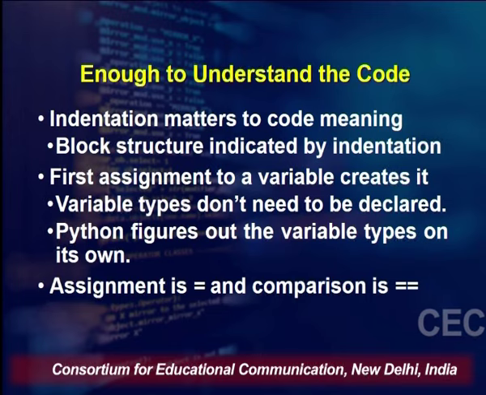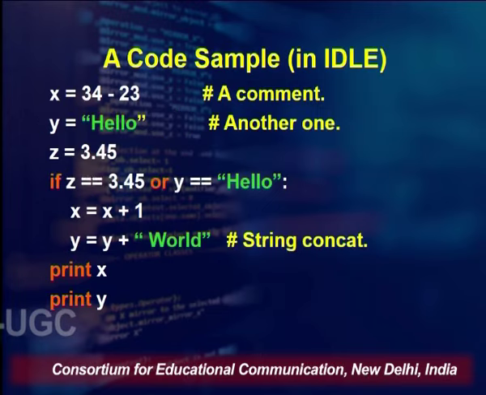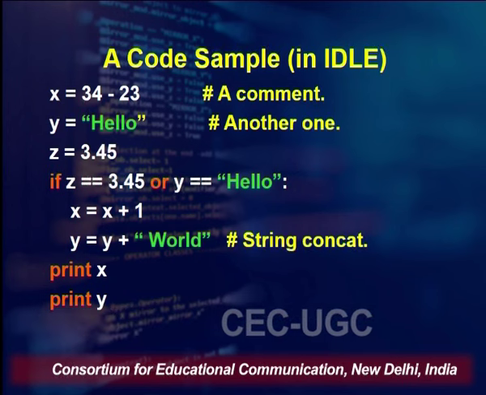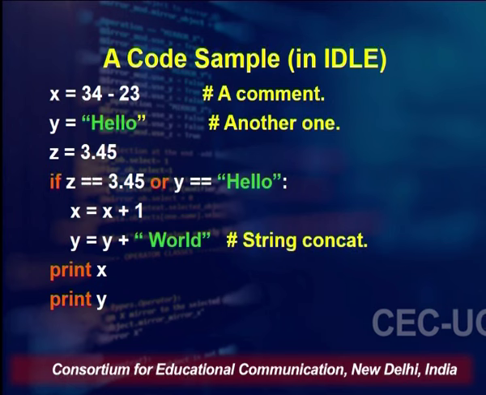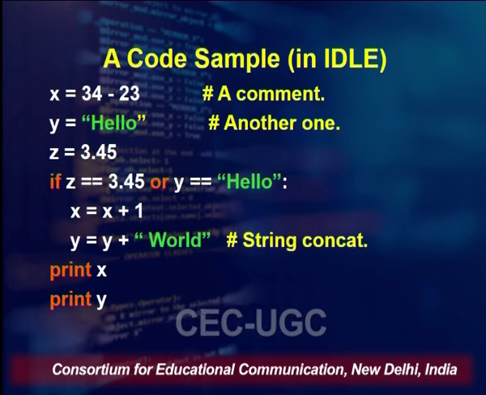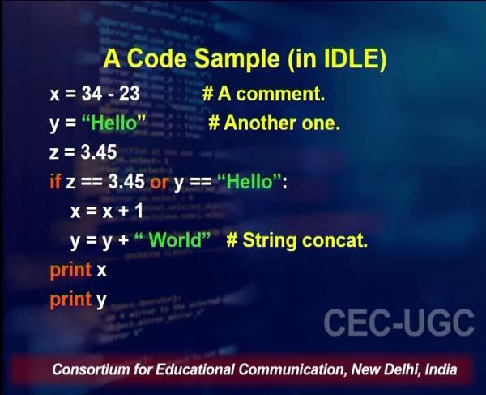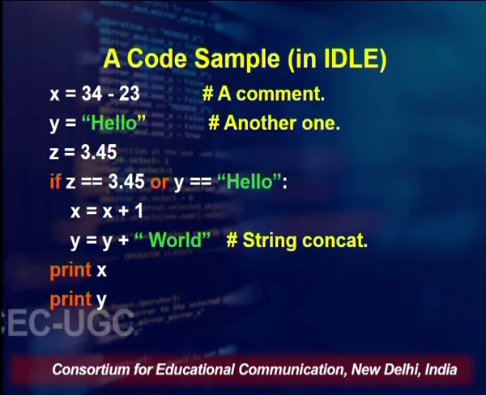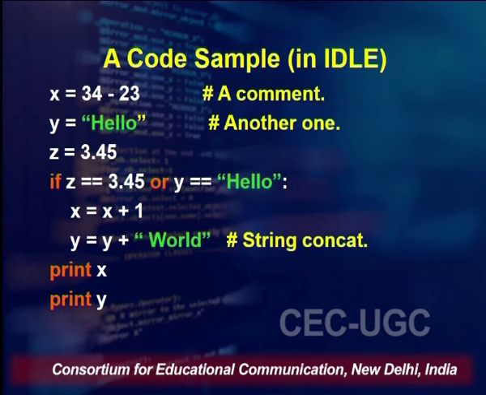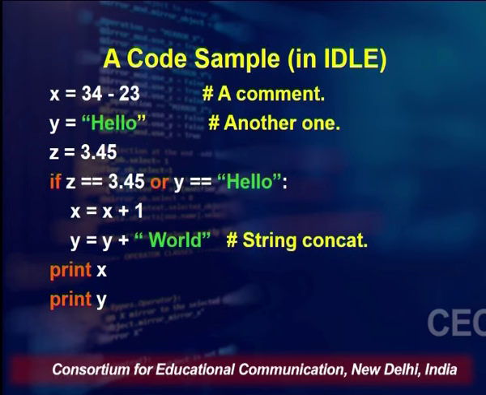And also we need to understand the difference between the single equal to and the double equal to. Single equal to sign is being used as an assignment operator to assign a value to a variable, whereas the double equal to sign is being used for the comparison of the value, whether z is equal to 3.45 or not. So, there you are using the double equal to, whereas when you want to assign a value to a variable, you are using a single equal to, right.